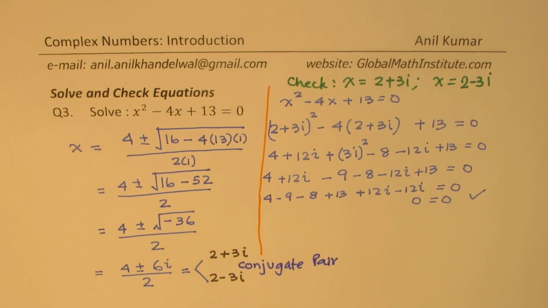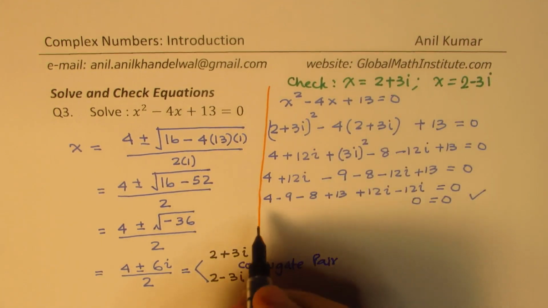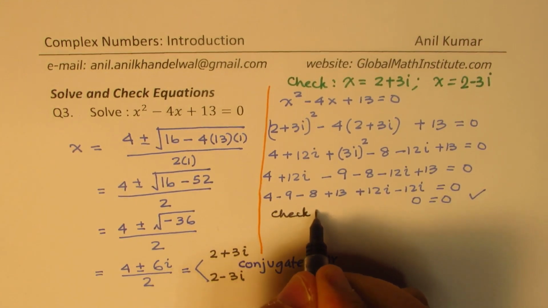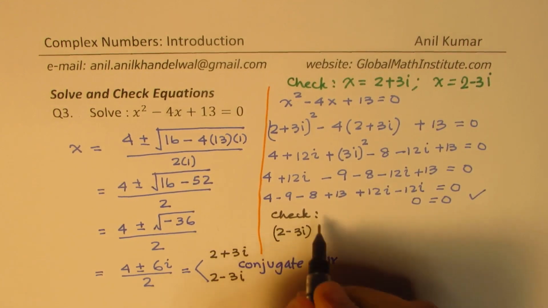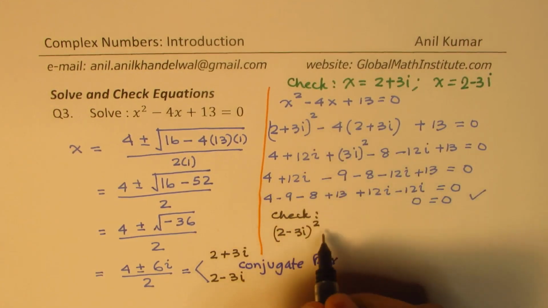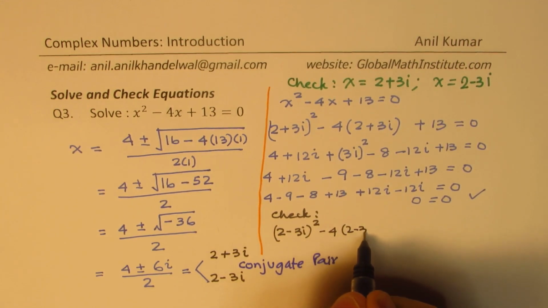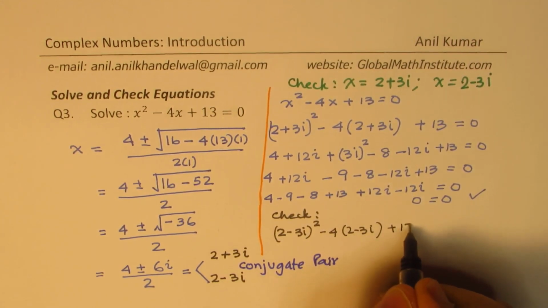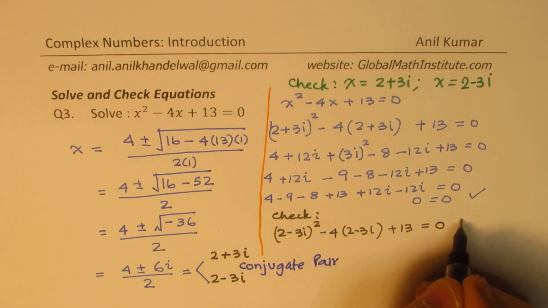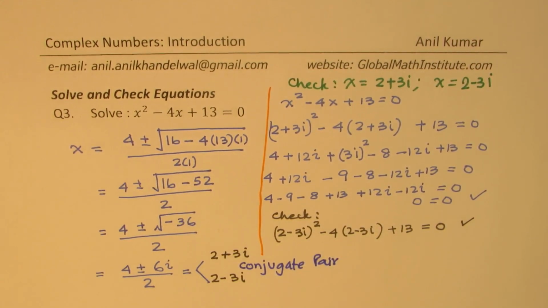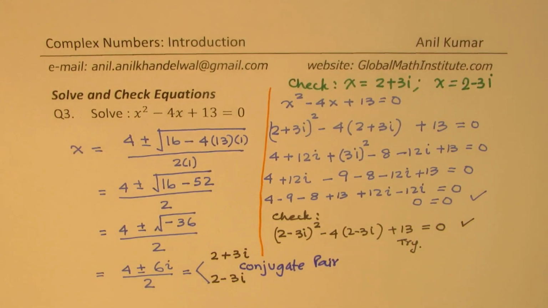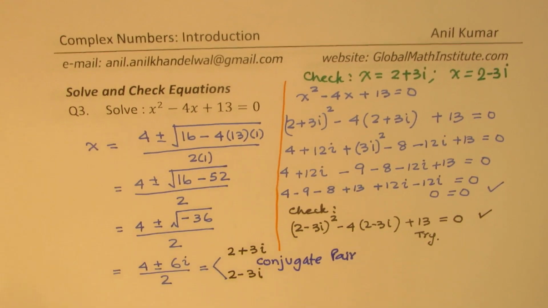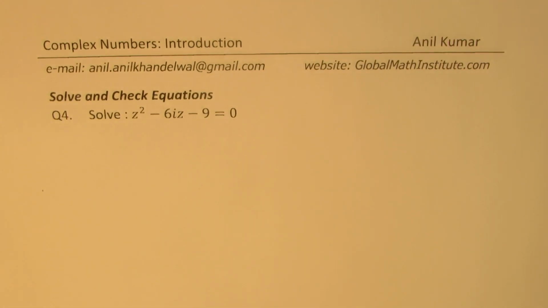Perfect. Now as an exercise, you should check the second part, which is, if I write (2 minus 3i) whole squared minus 4 times (2 minus 3i) plus 13, you'll find that this is also equal to 0, and that will be your check, right? So you should try. Is that clear to you? Perfect. You'll find that both are true. So now let's move on and take another example.